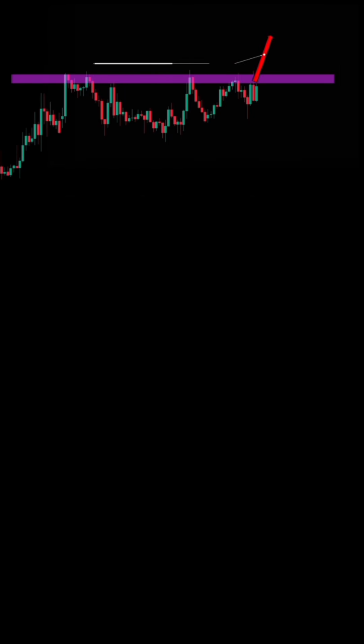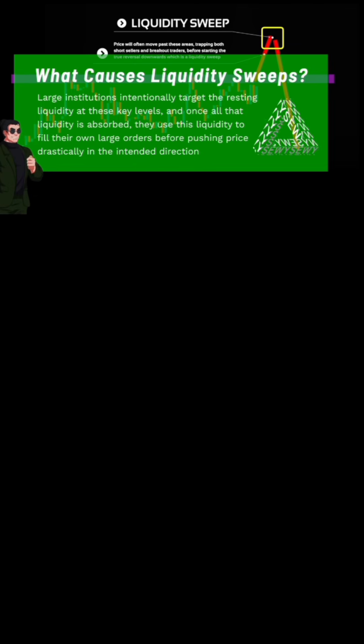Price will often move past these areas, trapping both short sellers and breakout traders before starting the true reversal downwards, which is a liquidity sweep. The reason this happens is because large institutions intentionally target the resting liquidity at these key levels. And once all that liquidity is absorbed, they use it to fill their own large orders before pushing price drastically in the intended direction.